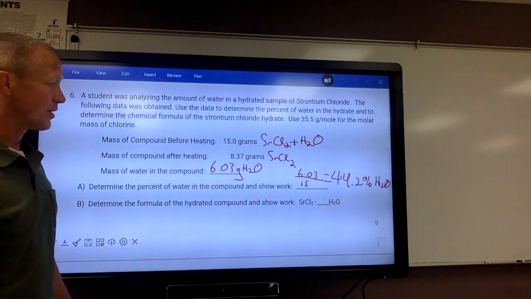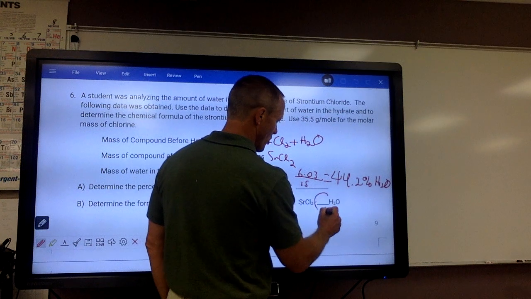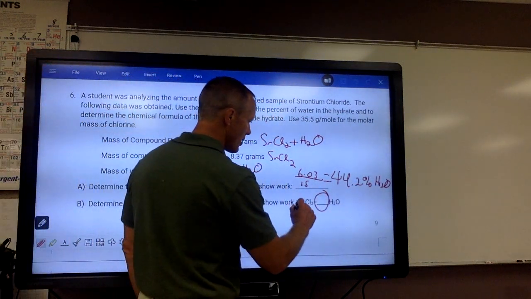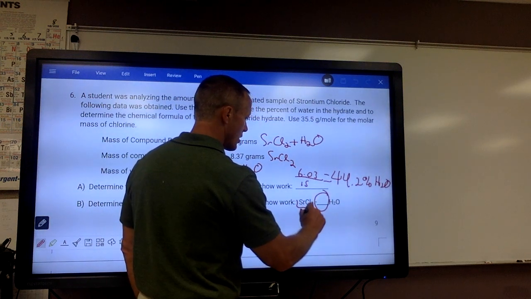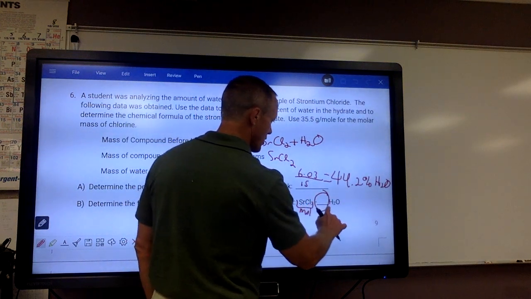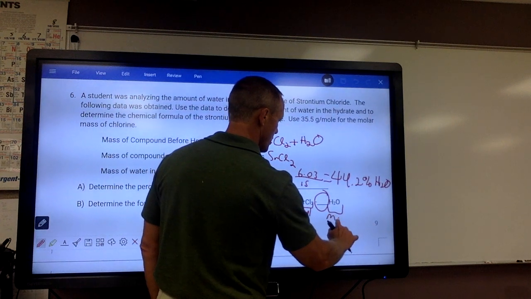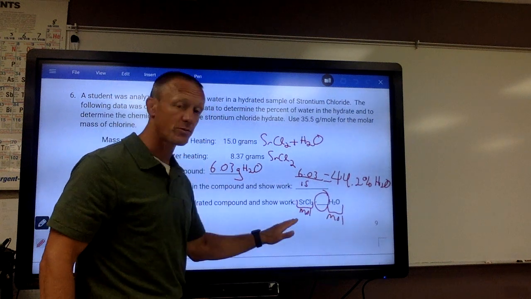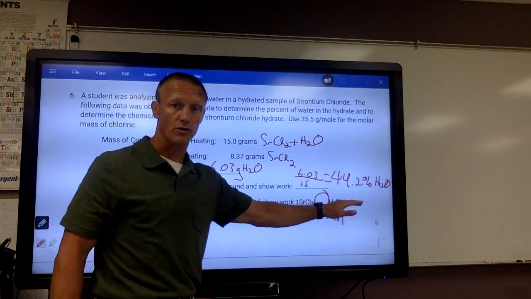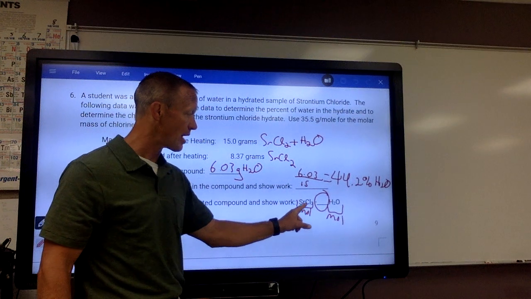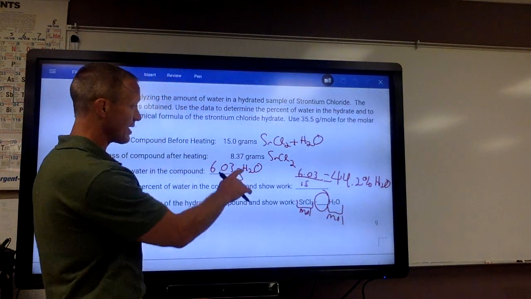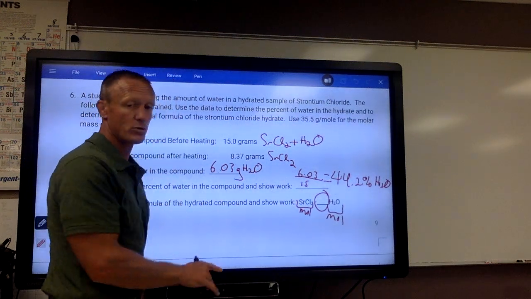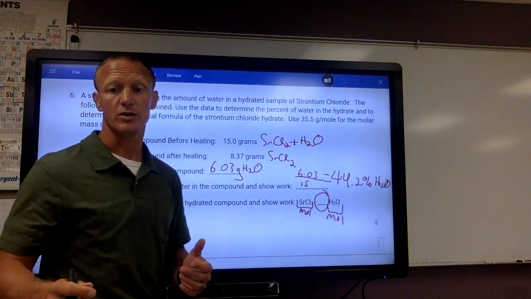Now I figure out the formula of the hydrate. Now this is where we're trying to figure out what number goes in this blank. So to do that, we need to know how many moles do we have of that, and how many moles are there of water. So if the moles of water are double the strontium chloride, we put a 2 in the blank. If the moles of water are triple that, we put a 3 in the blank. So figure out how many moles we have of that, how many moles we have of that. So we're going to take this 8.37 grams of strontium chloride, turn that into moles, and our 6.03 grams of water, turn that into moles, and see what the ratio is between the two.